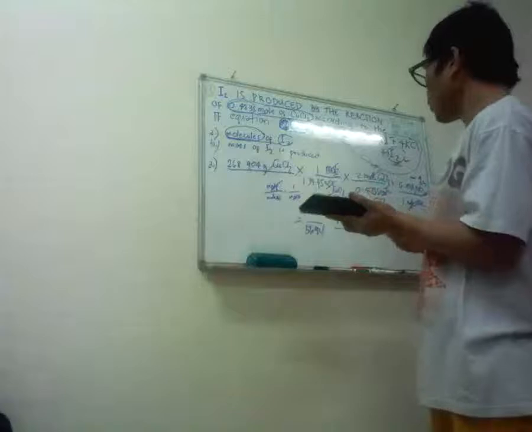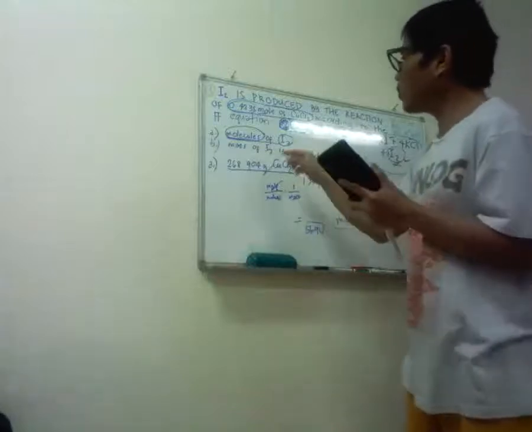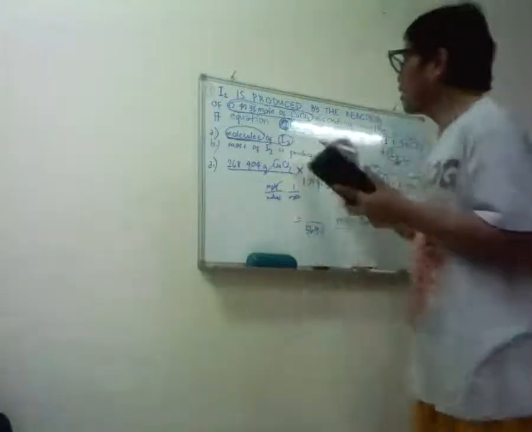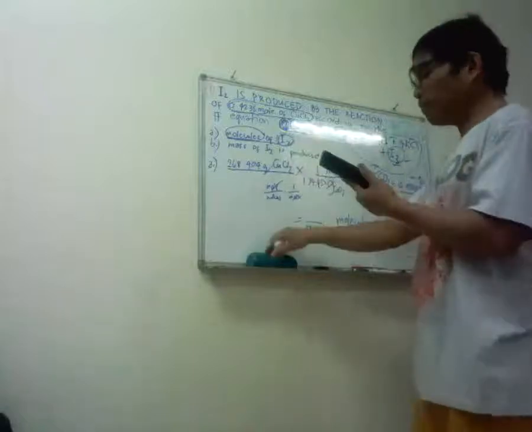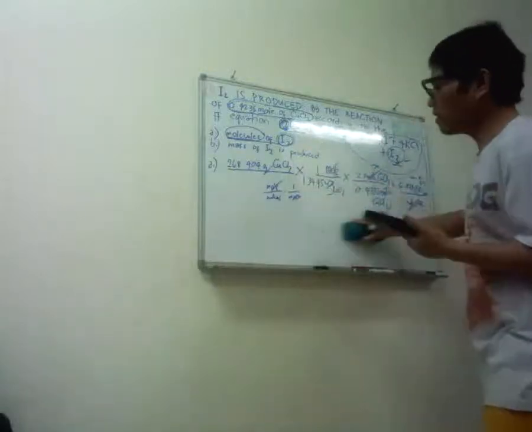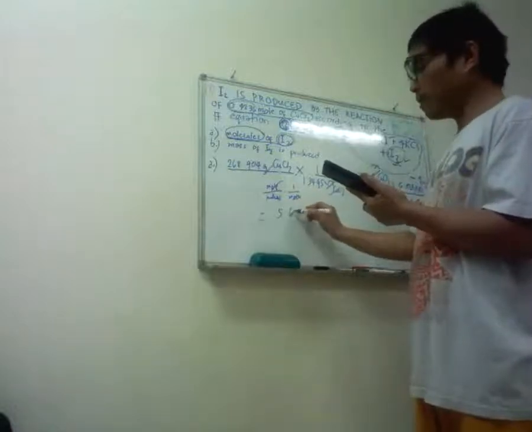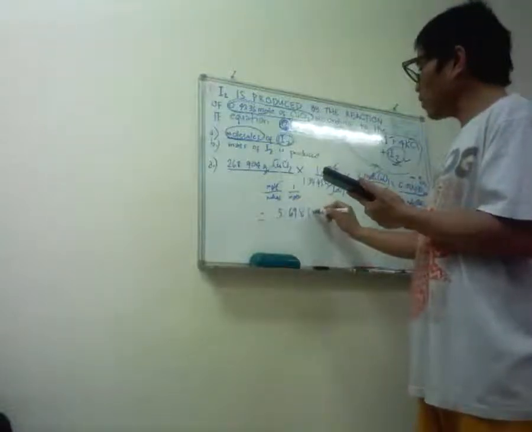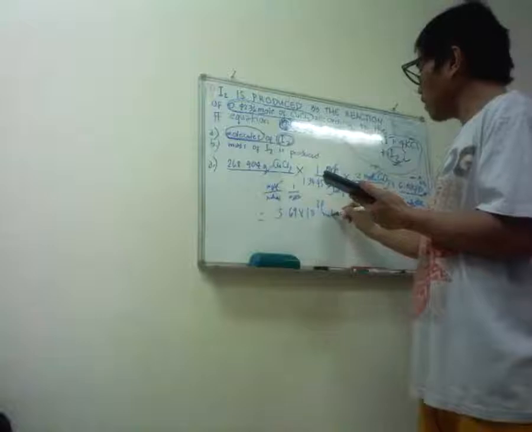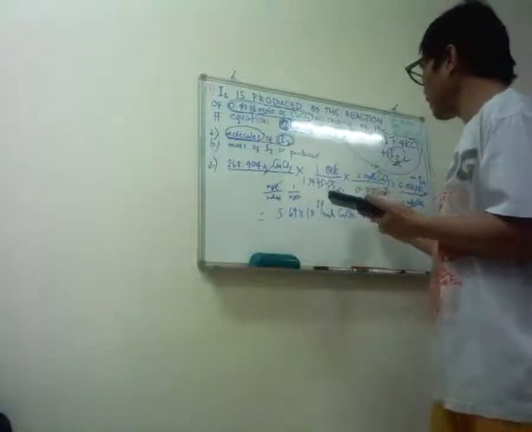That is for cuprous chloride. It's reasonable because we are asking for the I2 next. So this is still for cuprous chloride, we haven't gotten to it yet. So 5.69 times 10 to the 24 molecules of cuprous chloride.